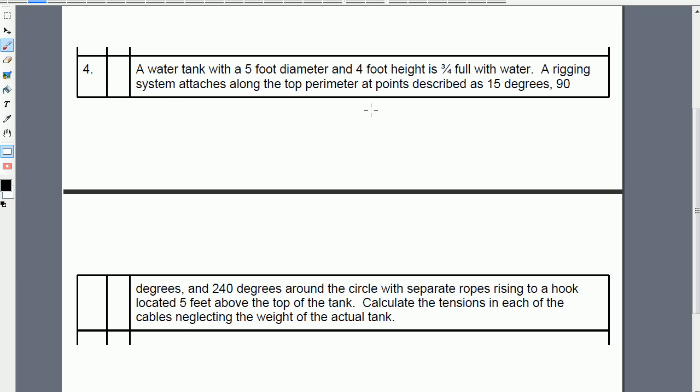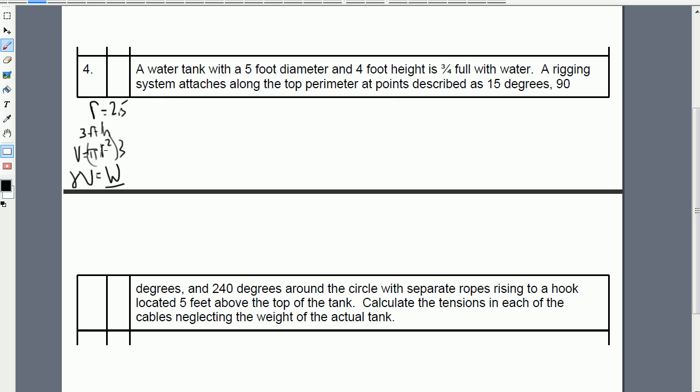This is a 3D problem, and what you've got is something that has a 5-foot diameter, so the radius equals 2.5. 4-foot height, and it's 3/4 full, so we basically have 3 feet height. And so the volume is pi r squared times h, which is 3. And that's going to give unit weight times volume is going to be equal to the weight. So that's going to be what's pulling up. So that's how you go about doing that.